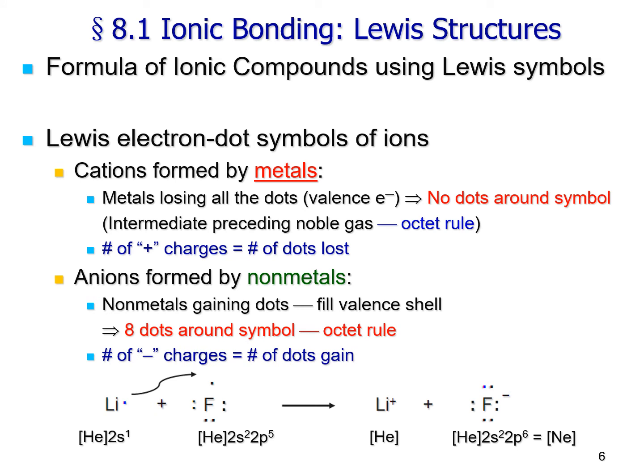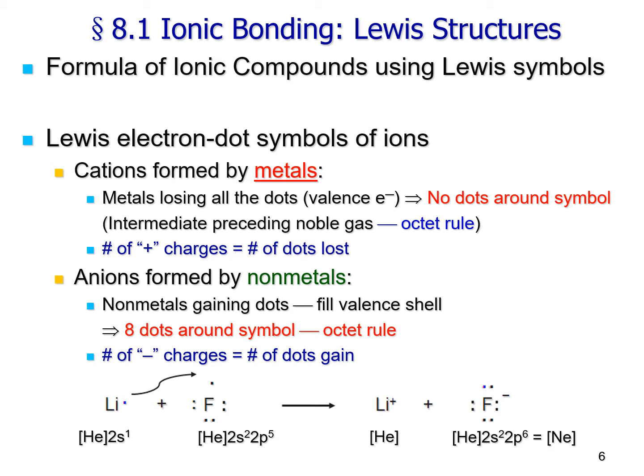And speaking of anions formed by nonmetals, an anion will gain enough dots to fill out the valence shell, which is 4 pairs, 8 dots around the symbol. Regardless of what charge that is, it has to be 8 dots first. It means 4 pairs of electrons, 1 pair on each side of the chemical symbol. The number of negative charges will be the number of dots that the nonmetal atom gains.